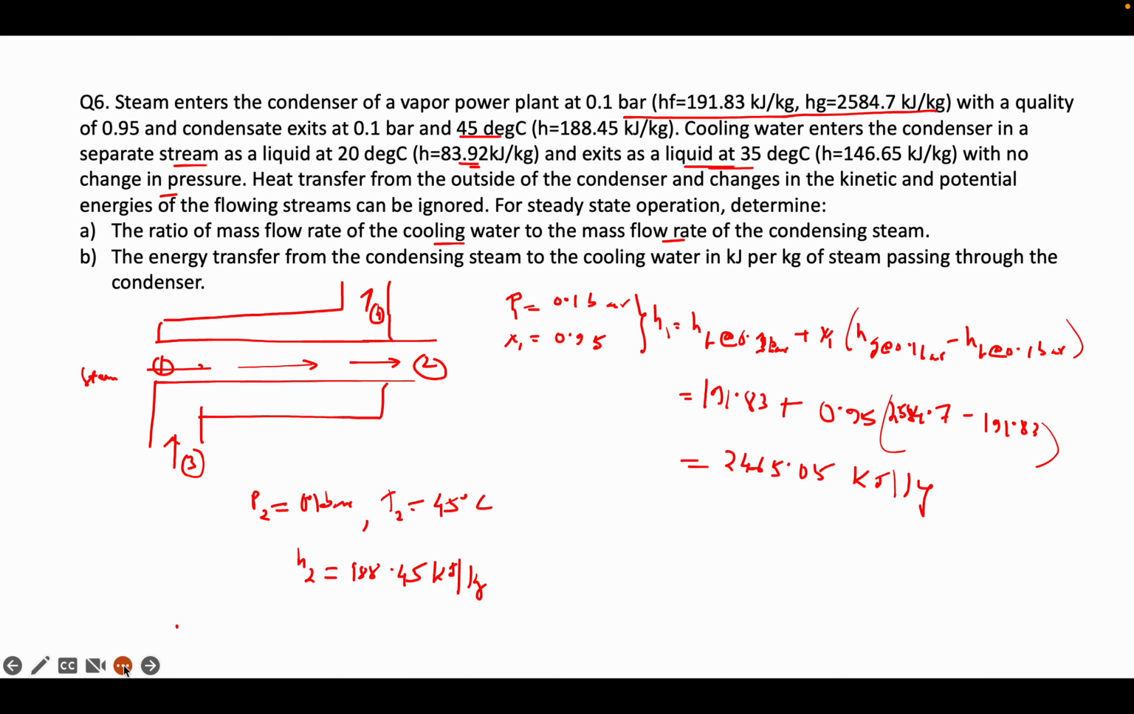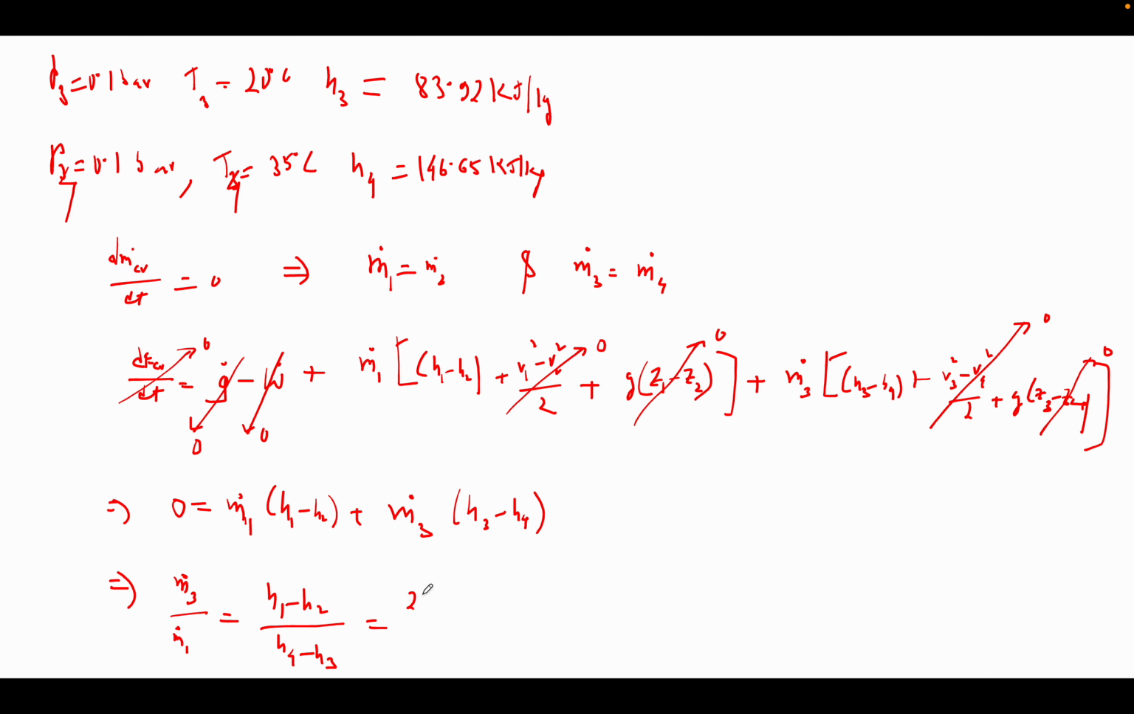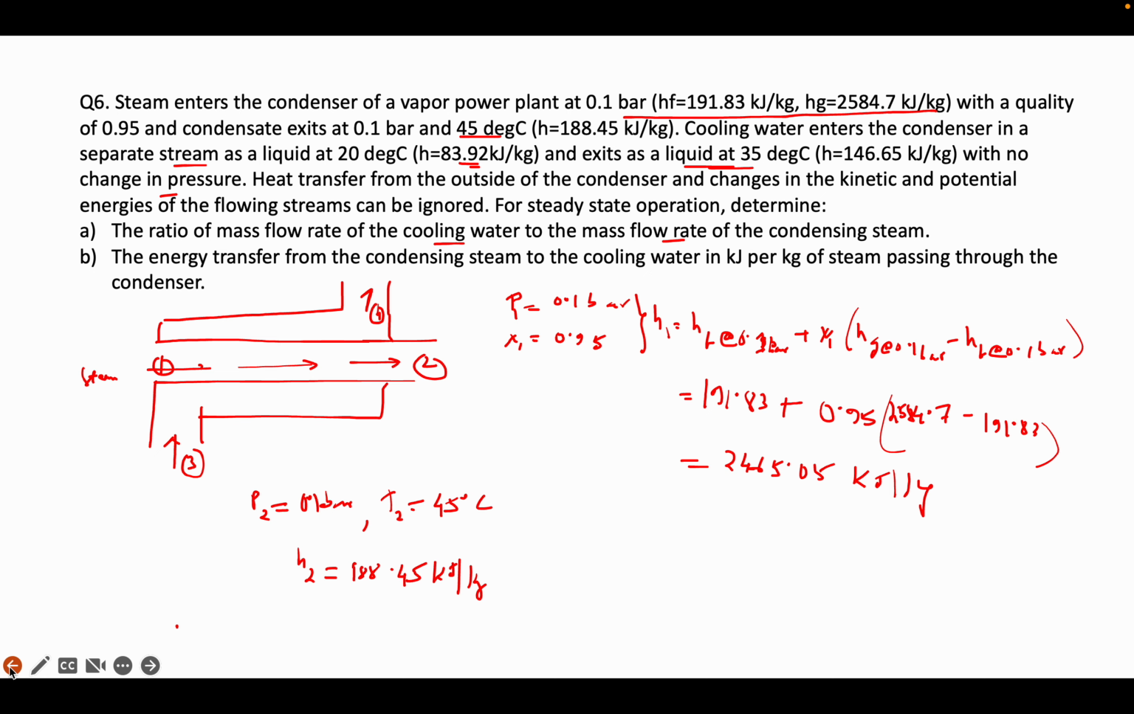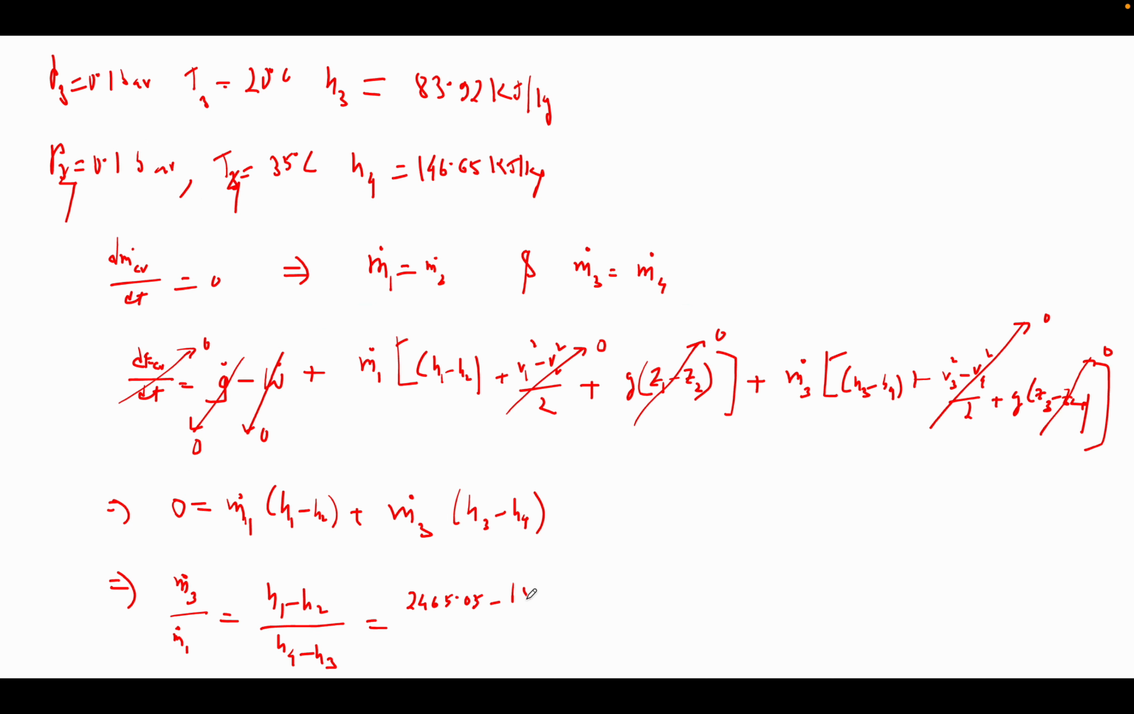So what are the values? The h1 value is 2465.05, my h2 is 188.45, my h4 is 146.65, and my h3 is 83.92. So put all these values and you'll get your answer.